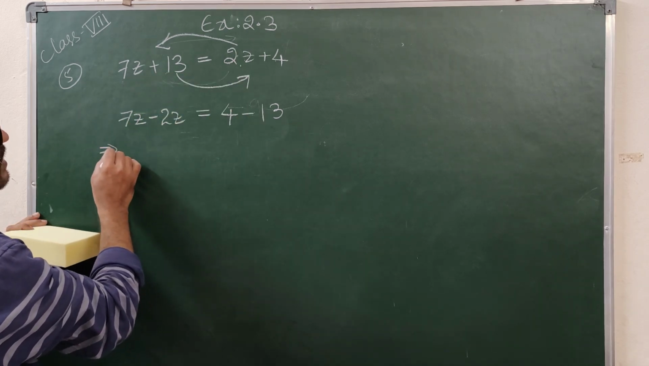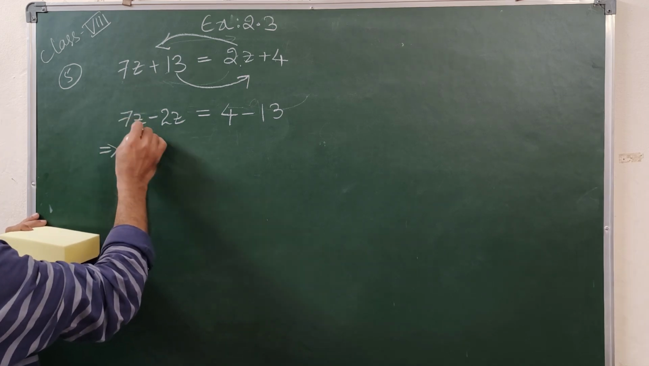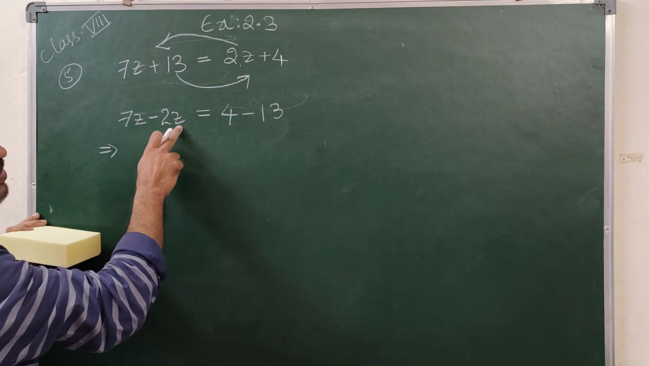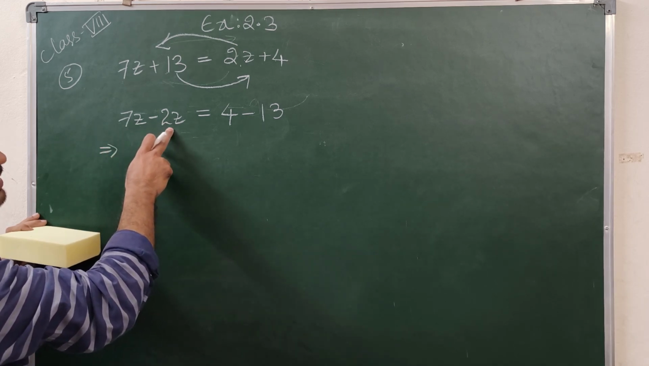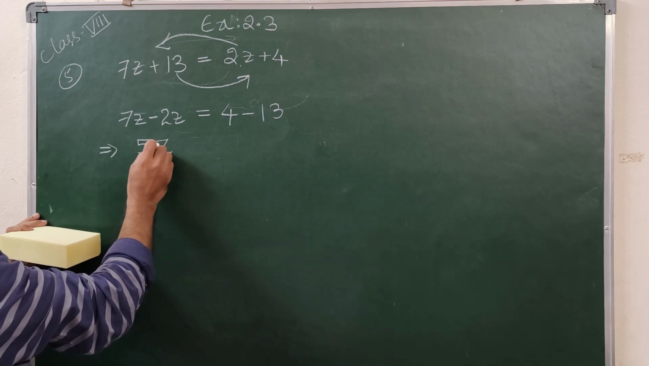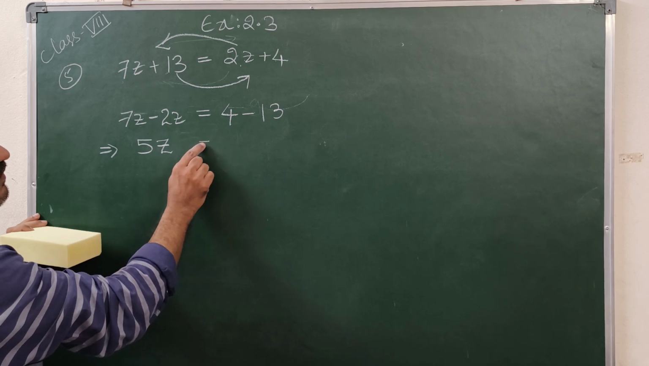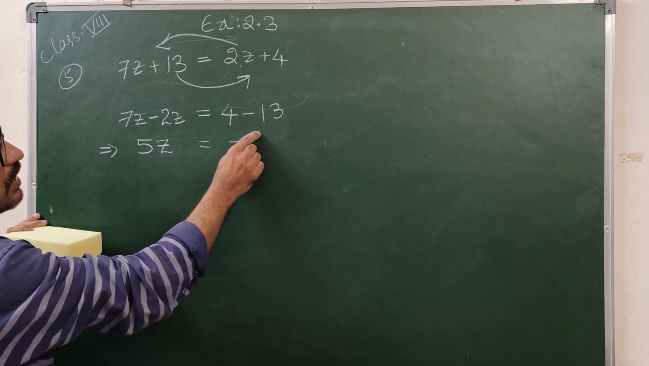So implies 7z minus 2z means what again? z, 7 z's are there. From that subtract, remove 2 z's. So from 7 z's, if you remove 2 z's, how many will remain? 5 z's remain. Means 5 times z. Here 7 times z, 2 times z. 5z equals 4 minus 13. 4 minus 13 is minus 9.